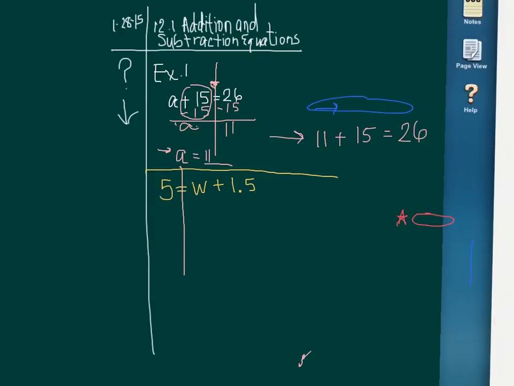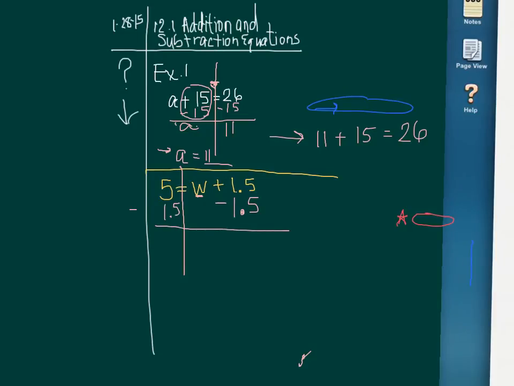Remember, I was going to use the word variable instead of the word letter or letters. So W is over here this time. What do we want to get rid of so that we can get W all by itself? We want to get rid of the number, the constant, 1.5. So to get rid of it, you would subtract it. Minus 1.5. But we also have to do it on the other side too, 1.5.